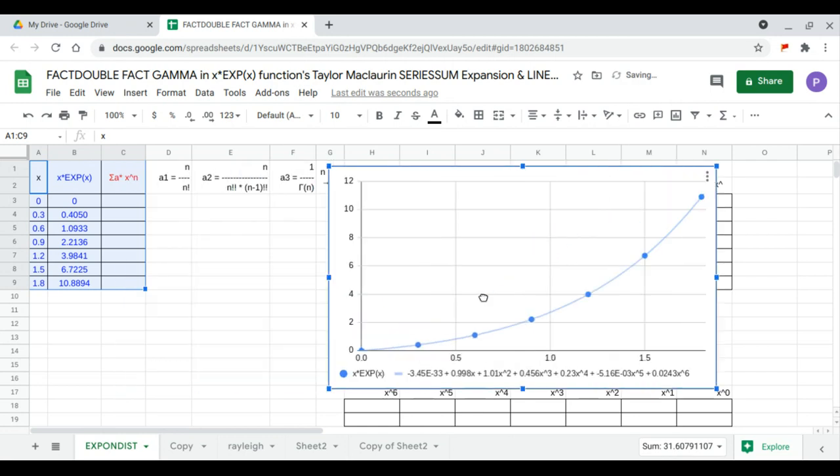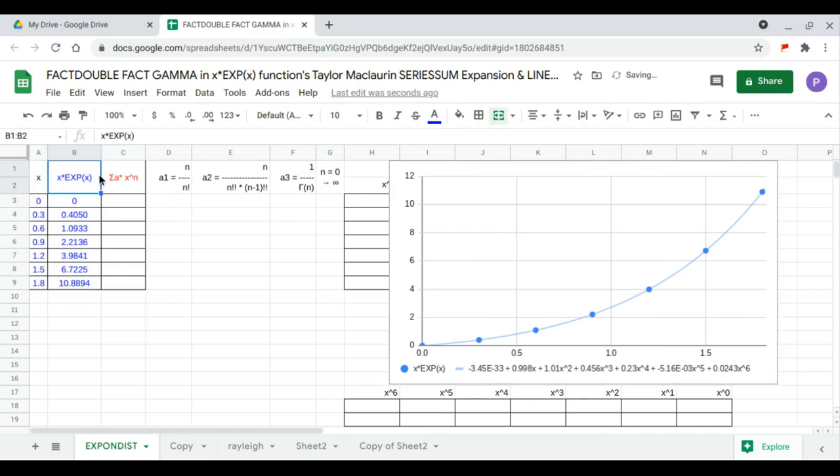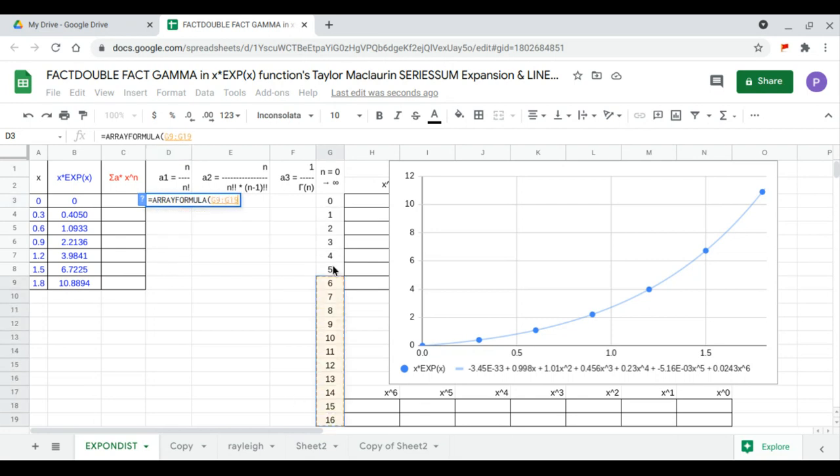Next, we generate the Taylor-Maclaurin series sum of this, which is the summation of a times x to the power n, where n starts from 0 to infinity. We can go as far as 16, which is good enough. Now we continue with the coefficients, starting with the factorial, which is equal to array formula of the n divided by factorial of n, and enter.